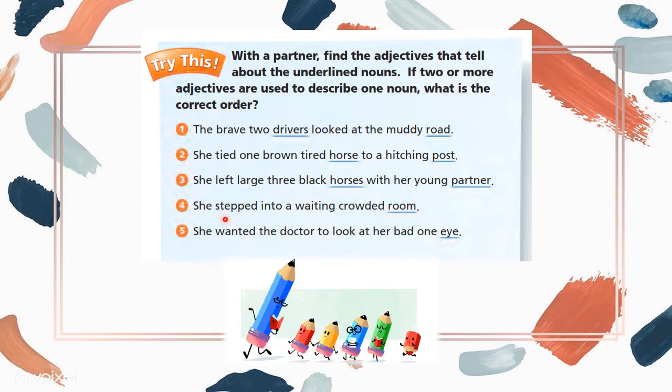So it should be, she stepped into a crowded waiting room. Why? Because your opinion of that noun should go first before the purpose of that noun.